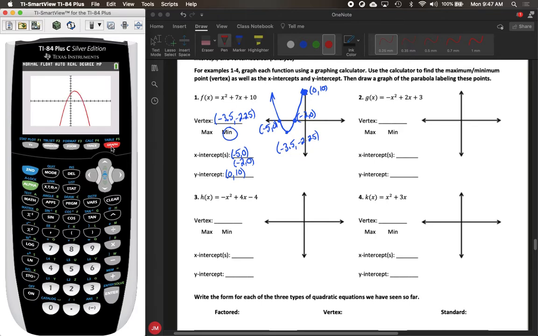All right, so let's go ahead and start by finding our vertex. Once again, remember that our vertex is, in this case, going to be a maximum. So when we hit second and then calc, we need to choose option 4 for maximum instead of option 3 for minimum. But then the commands are going to be the exact same, so it's going to ask us for a left bound, and then for a right bound, and then to guess.